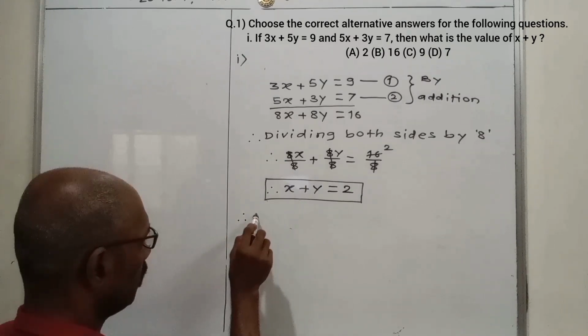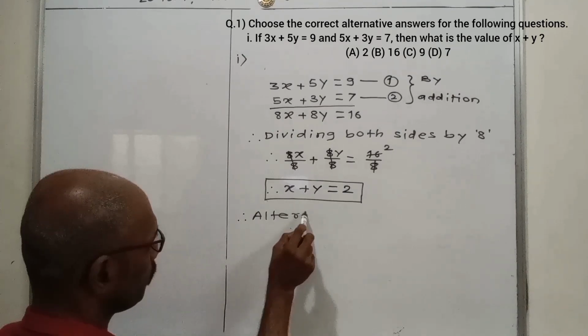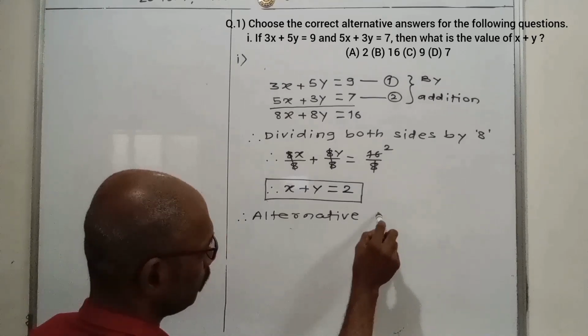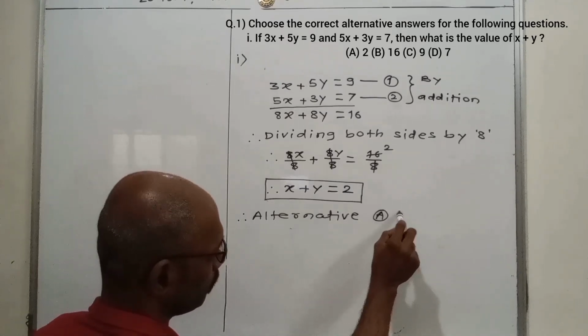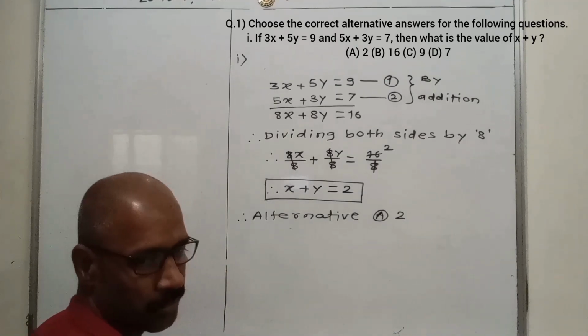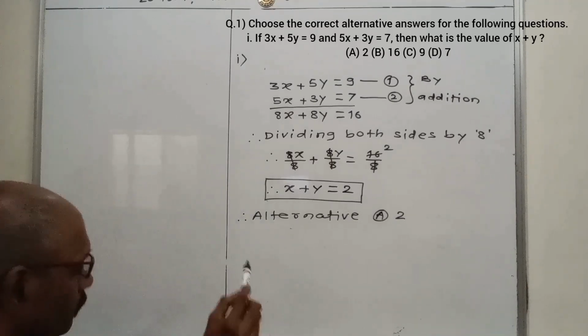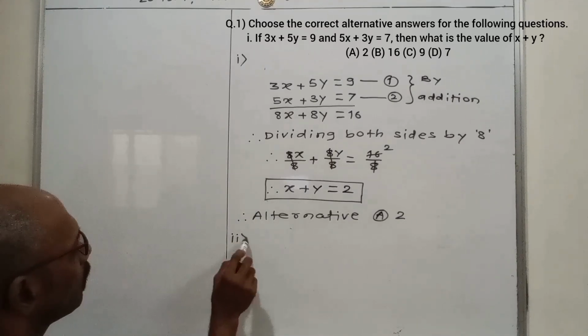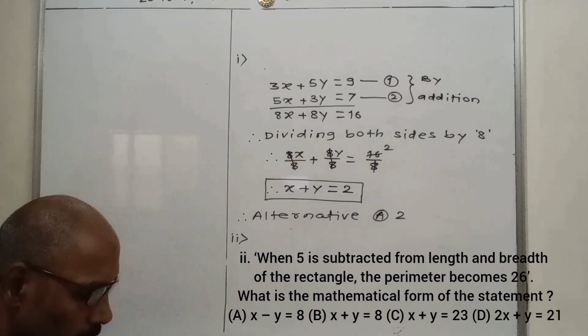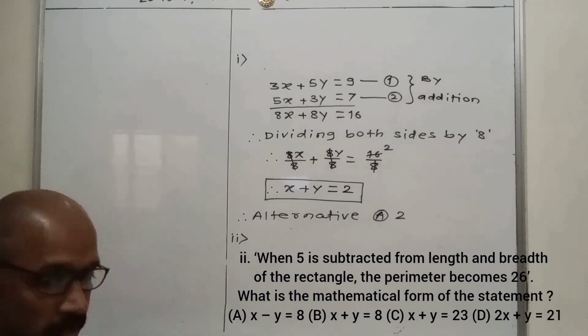Therefore, alternative A, value 2 is our answer. Did you get it? Then second, when 5 is subtracted from length and breadth of the rectangle, the perimeter becomes 26. What is the mathematical form of the statement?